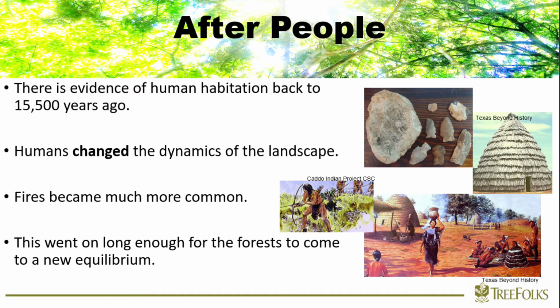The presence of people really began to change how the landscape looked. The biggest change was that fires became a lot more common. However, this period of interaction between people and forest went on for so long that the forest actually developed a new equilibrium or climax community.